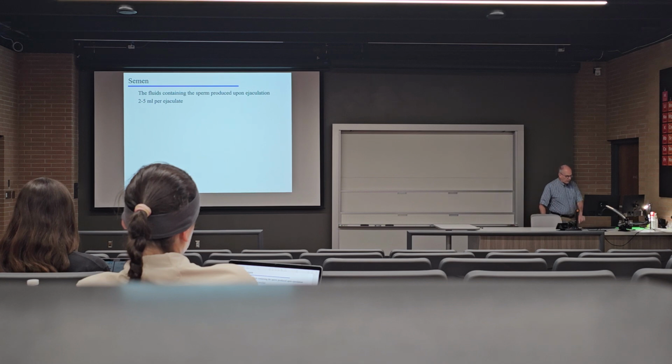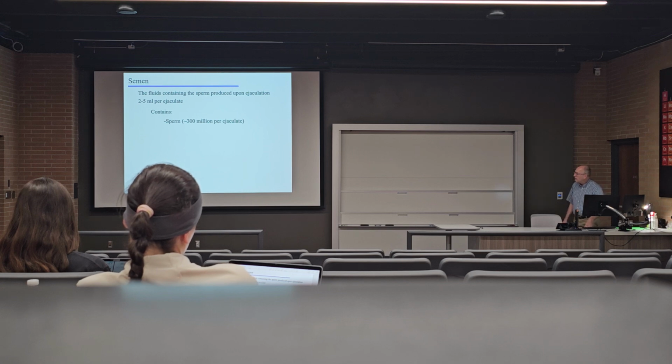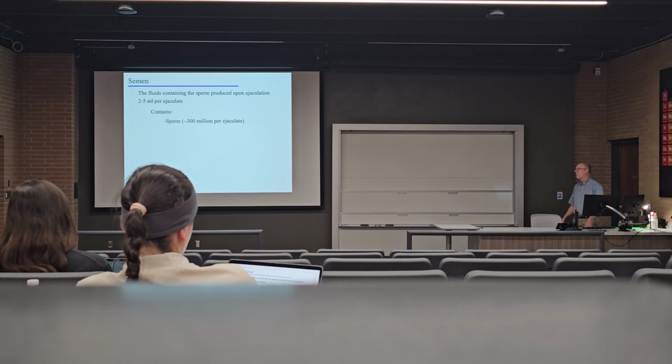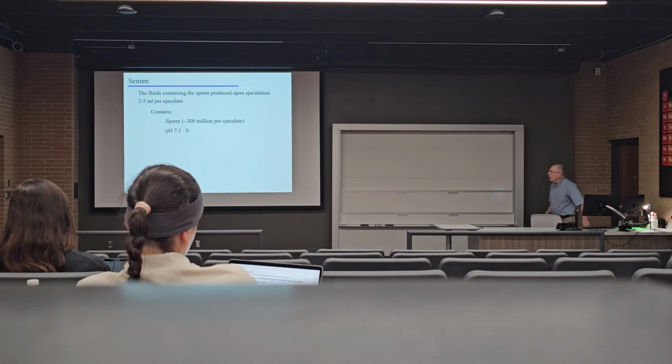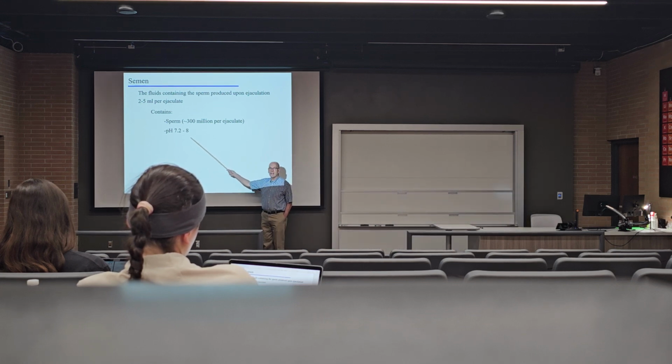And what's inside it? Well, there's a bunch of things inside of it. Number one, we have sperm. This is actually a fairly small component of the semen. It's not very much of it, and again, there's several hundred million of it. Depending on the individual, anywhere from 30 to 300 million sperm per ejaculate. It has a pH of 7.2 to 8, which you'll notice is basic. Again, sperm do not like acid.